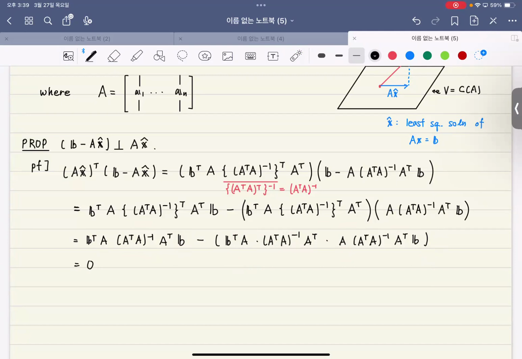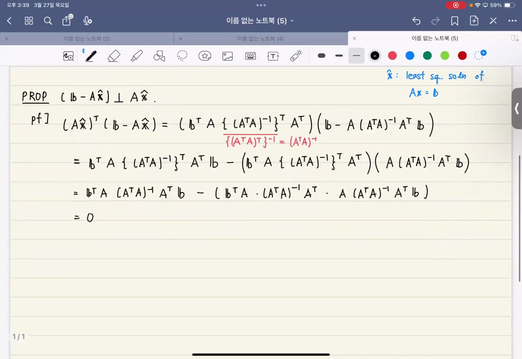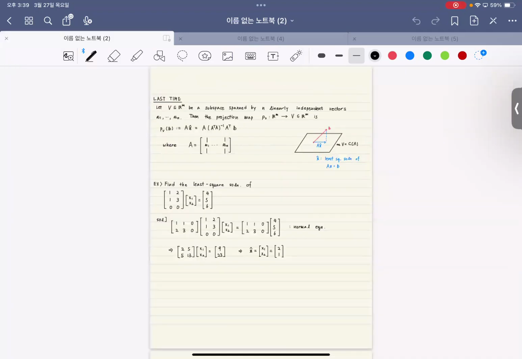Okay, great. Since we now know the inner product of these two vectors equals 0, they are perpendicular. All right. Let me go back to some example.